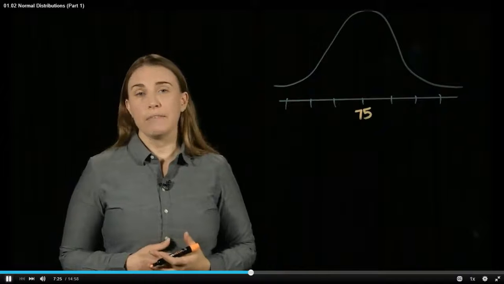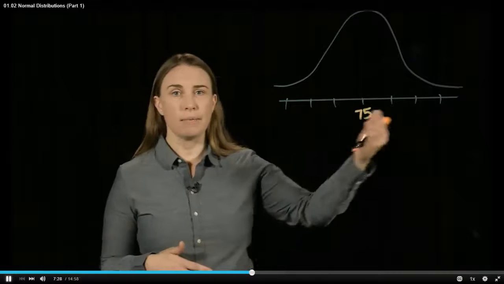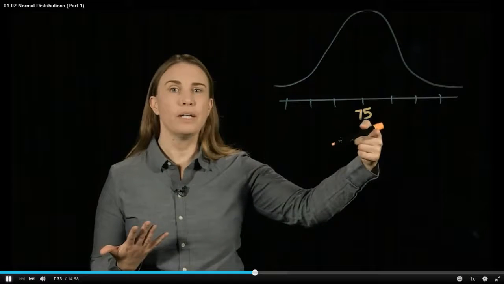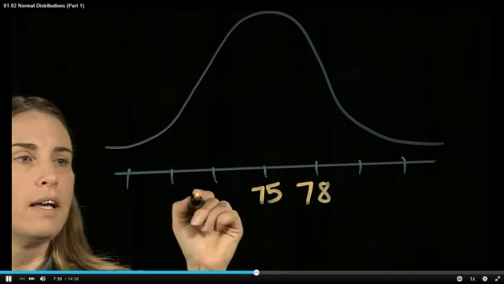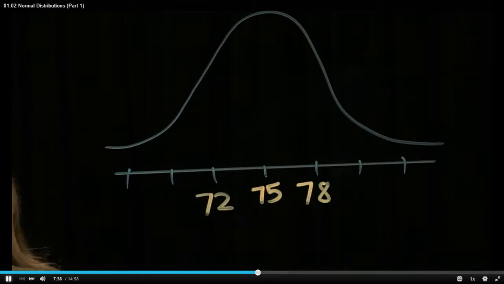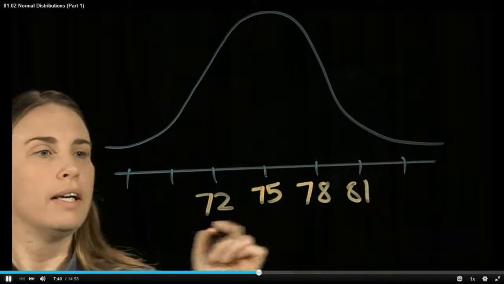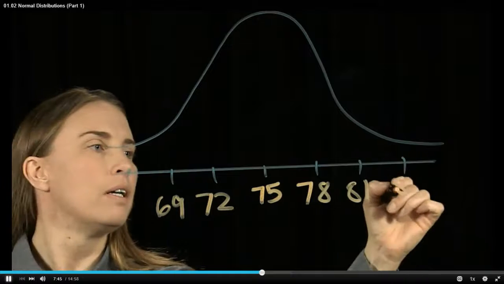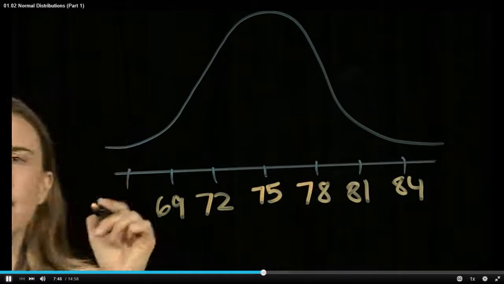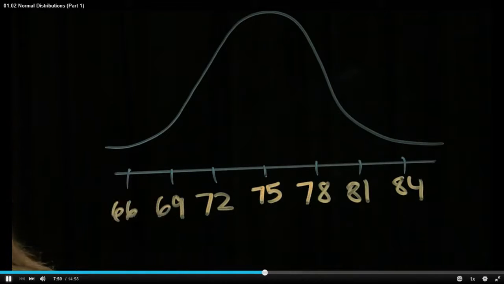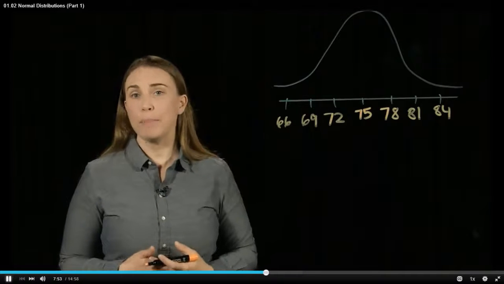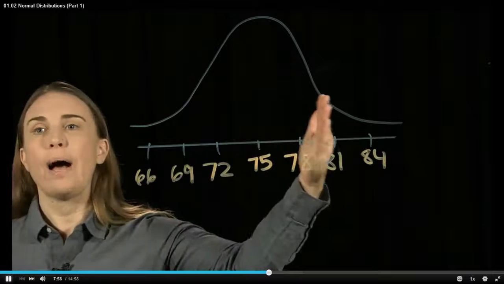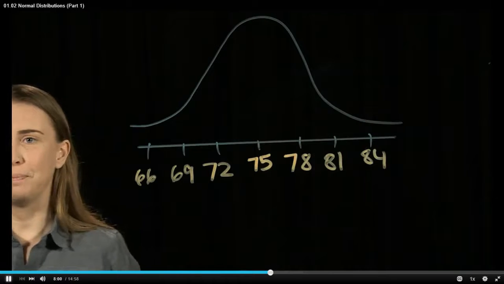Since the standard deviation is 3 points, we're going to label 3 of those above and 3 below. So our standard deviations would be at 78 and 72 for 1 standard deviation away, at 81 and at 69 for 2 standard deviations, and then 84 and at 66 for 3 standard deviations away. Now, we want to find what the probability would be of scoring an 80 or higher. This means we would look at the area above 80 on the normal curve.